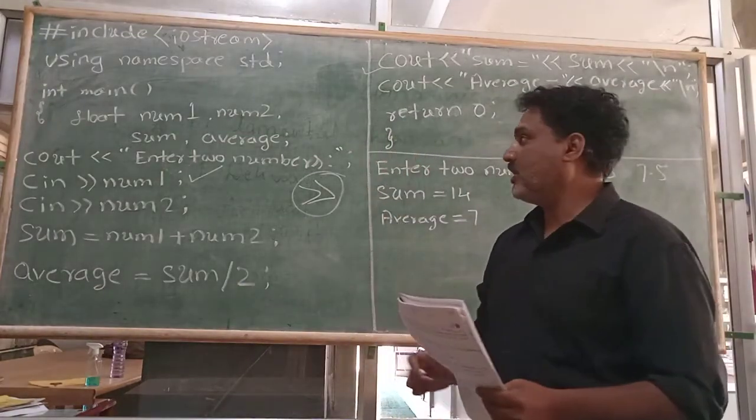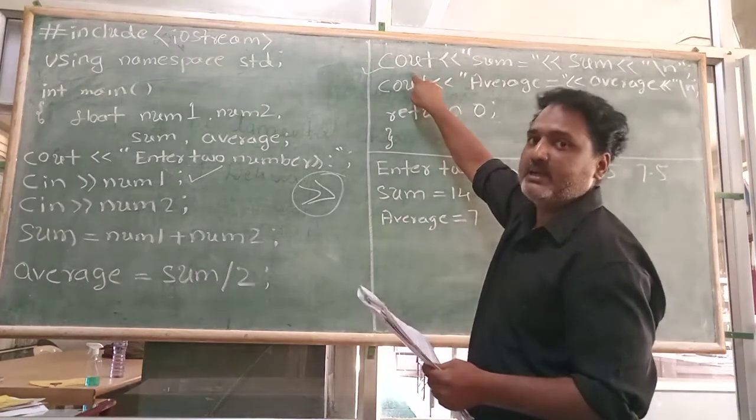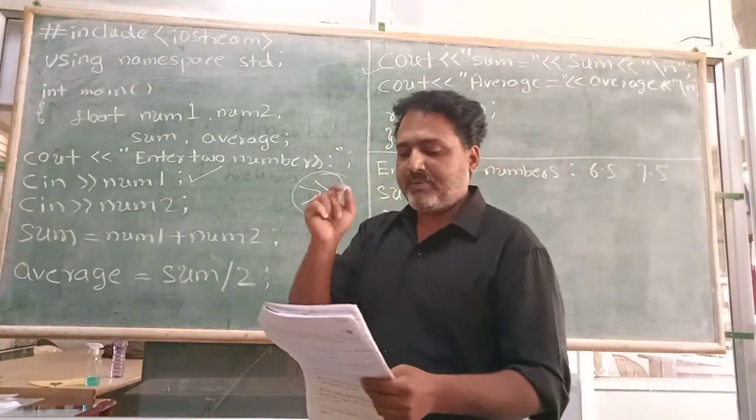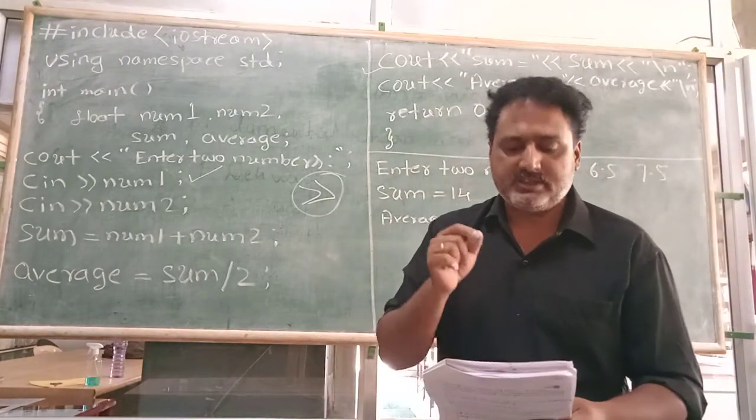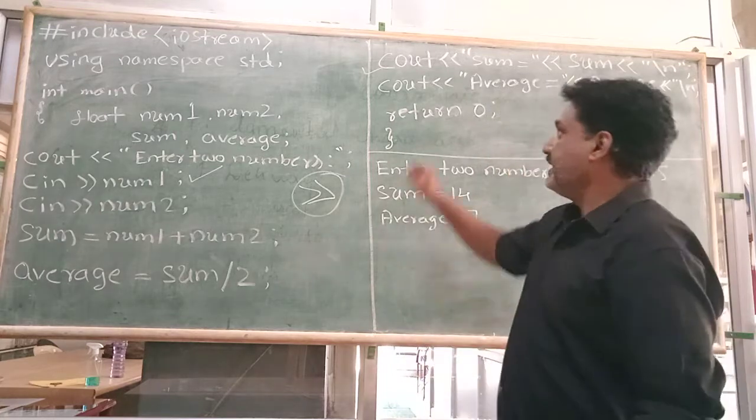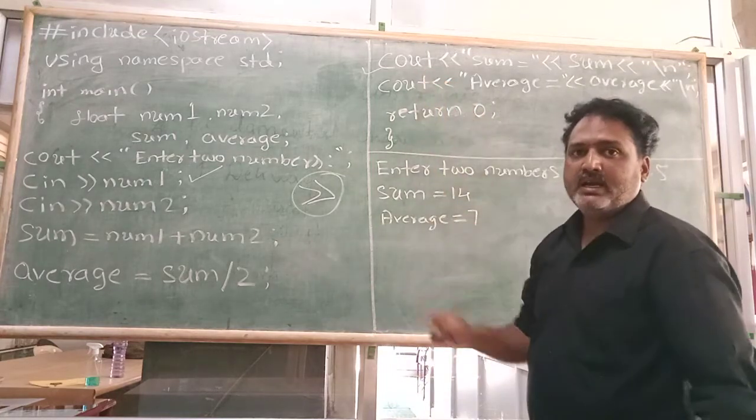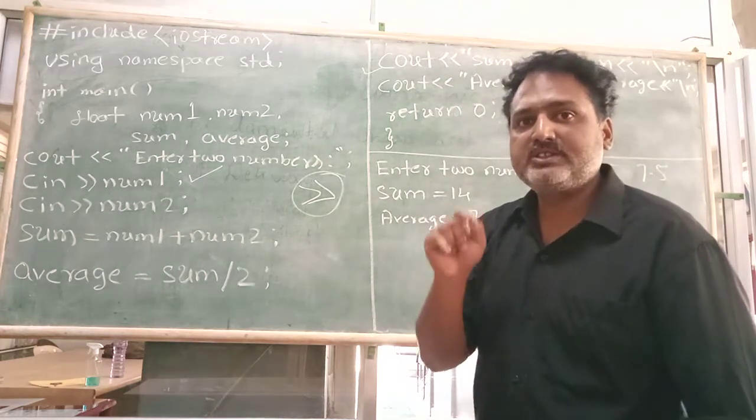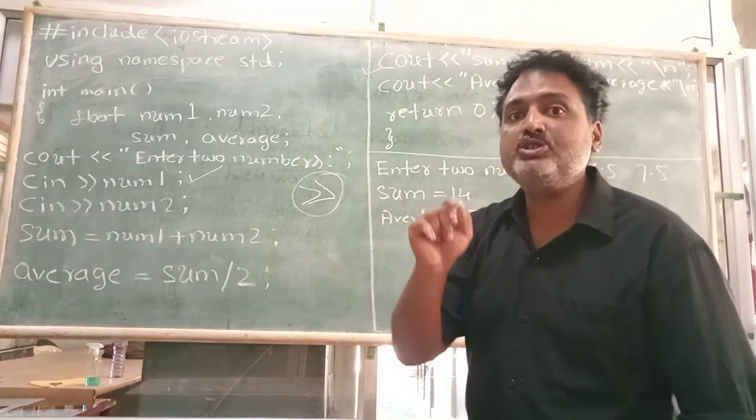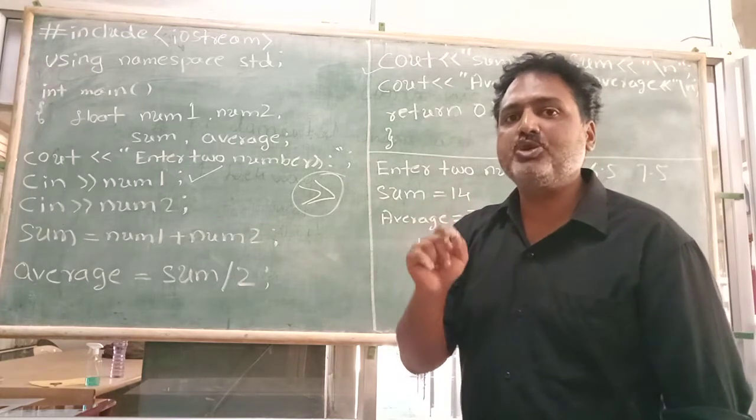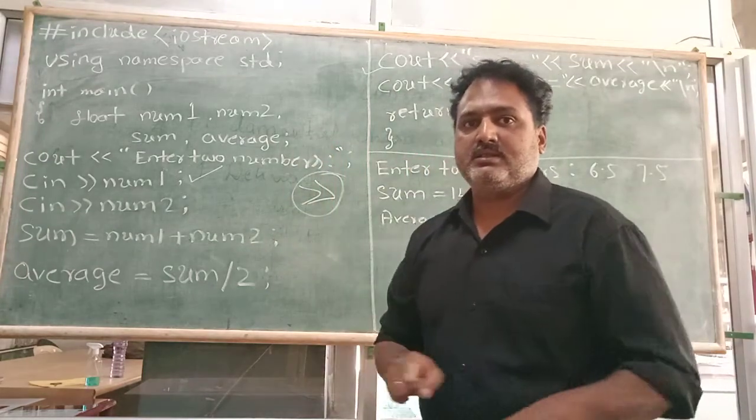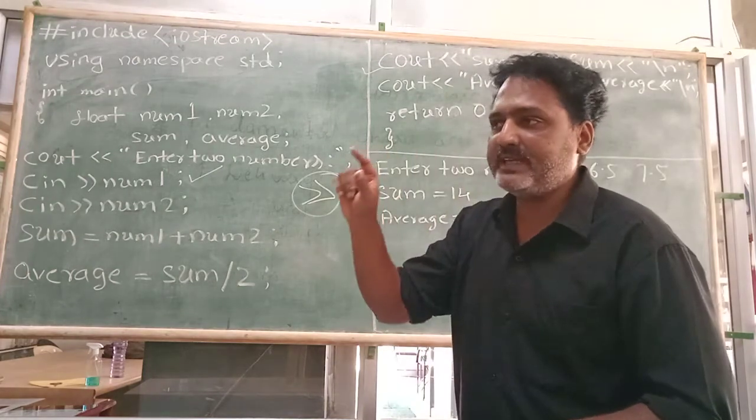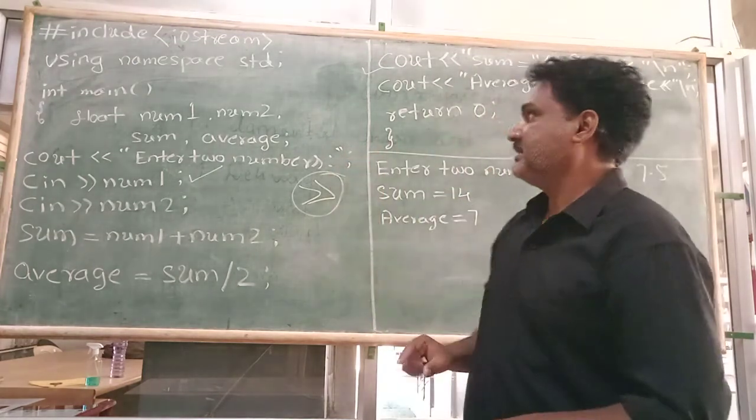The identifier cout. Here the identifier cout is a predefined object that represents the standard output stream in C++. Here the standard output stream means the screen. The screen is known as the standard output stream. It represents the sequence of bytes.